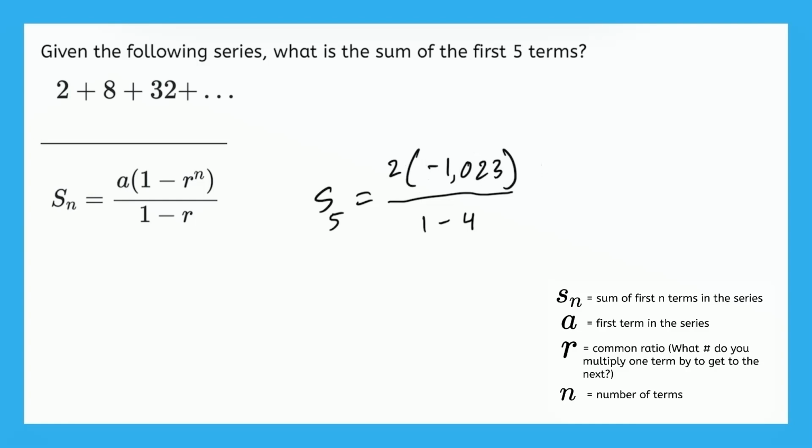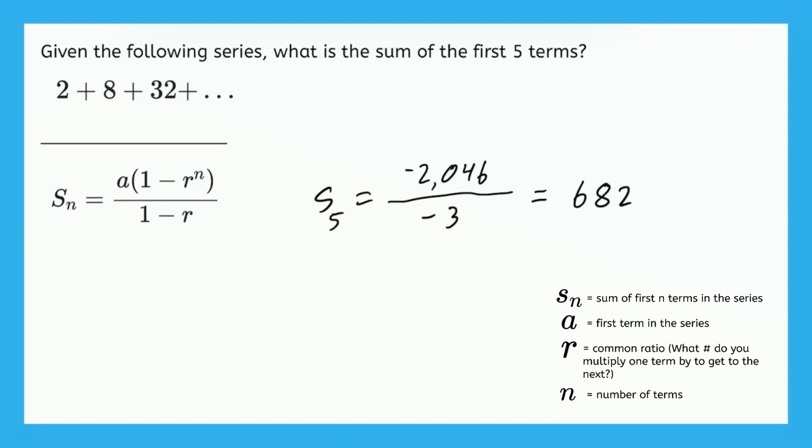And now let's simplify the top and the bottom. So 2 times negative 1023 is going to be negative 2046, and 1 minus 4 is obviously negative 3. And negative 2046 divided by negative 3 is what? 682. So the sum of those first 5 terms in the series is 682.